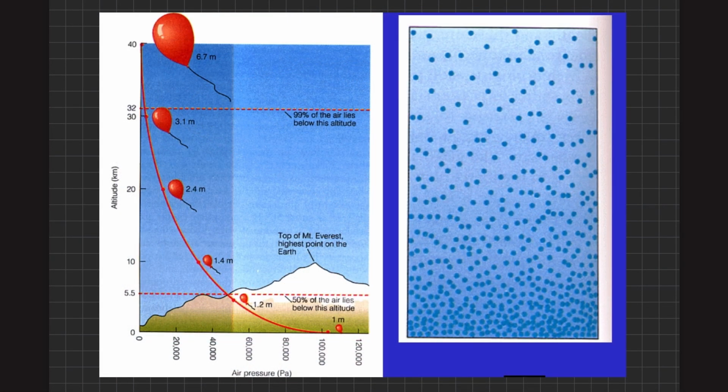The role of air pressure is very important in describing the temperature of the atmosphere. As we move upward in the atmosphere, the air pressure is continuously decreasing. This is the graph showing altitude on the y-axis and air pressure on the x-axis in terms of Pascal. As we move upward, the air pressure decreases continuously. At a height of about 32 kilometers, 99% of the air lies below this altitude, and above there are no air molecules.